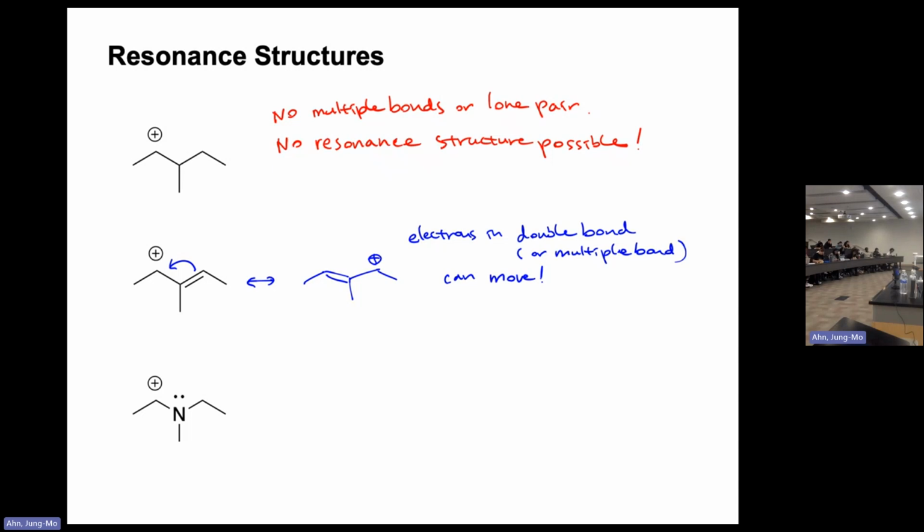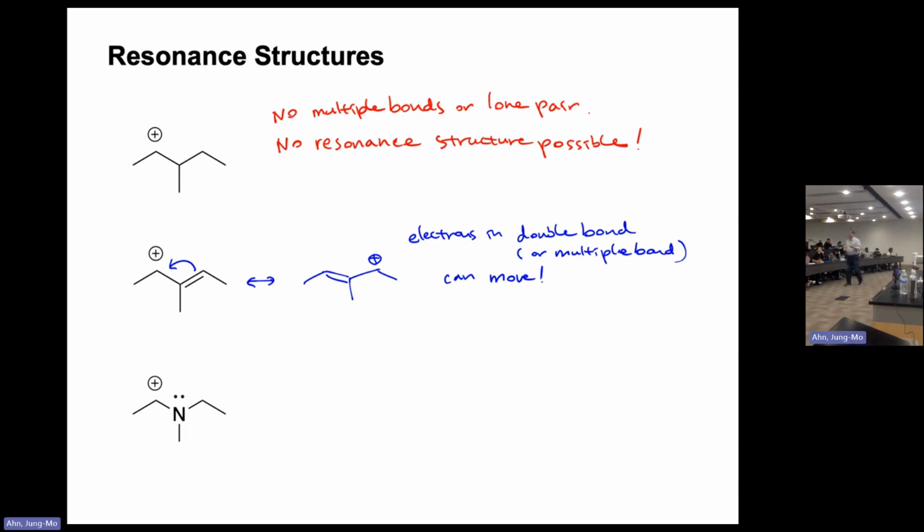What about this one? I got electron deficiency there, but I don't see any double bonds. So you cannot draw the resonance structure. So think about what I said. What can move around? Electrons in the multiple bond and lone pairs. There are no multiple bonds, but we have a nitrogen with a lone pair.